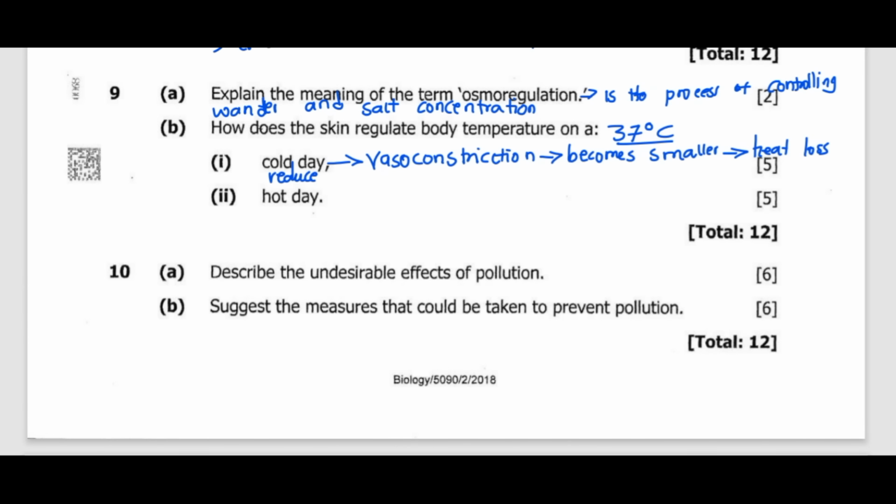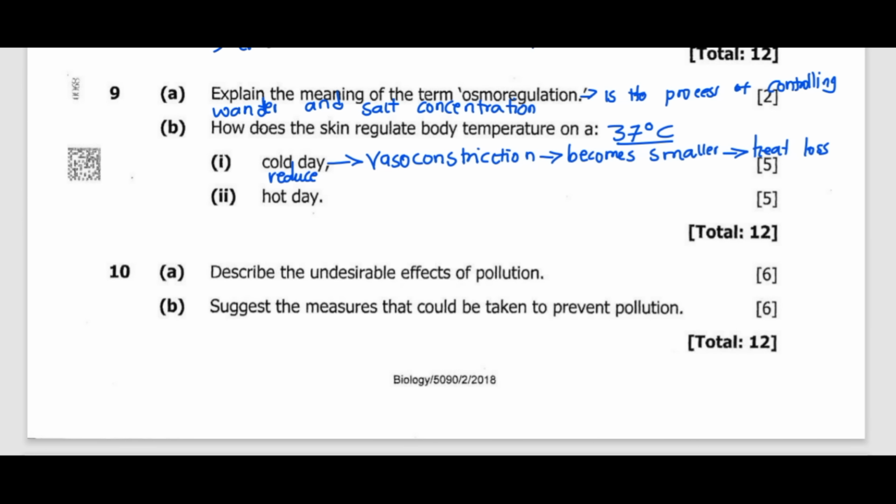Then if the heat that is being lost is reduced, then the temperature is able to remain at 37 degrees Celsius. Because if we lose too much heat and it's cold, then the temperature will drop down. And what is the negative of a lower temperature? The enzymes will be inactive, they won't operate. And we know that without the enzymes, there is no life in living organisms.